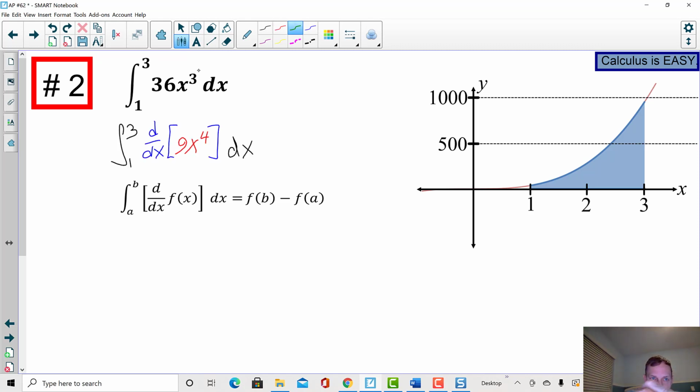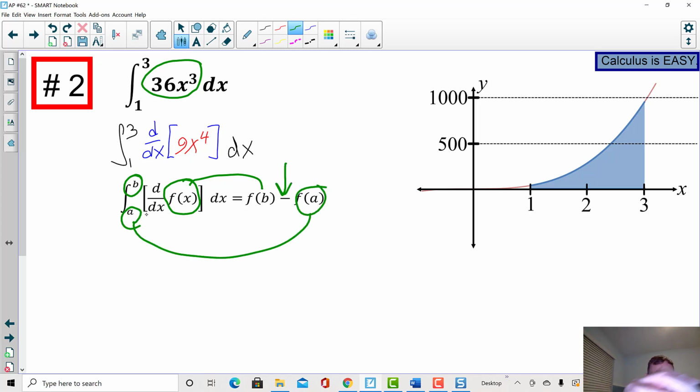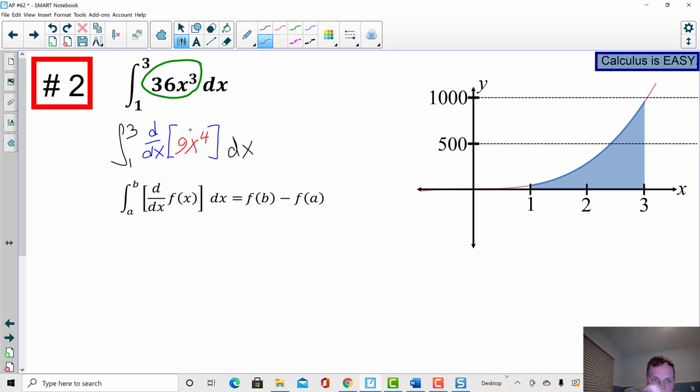So what I'm trying to do is take this function here and rewrite it as the derivative of f. And if I do that, then my final answer will just be f evaluated at the end, and then a minus, and then f evaluated at the beginning. Now let's check and make sure I did it right.